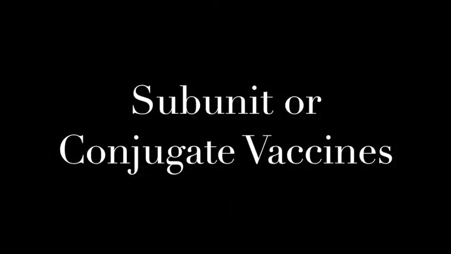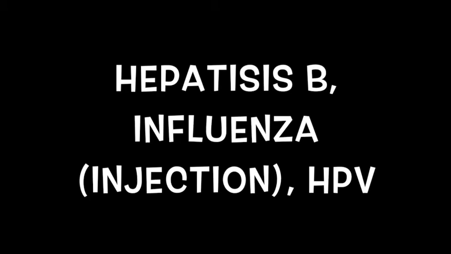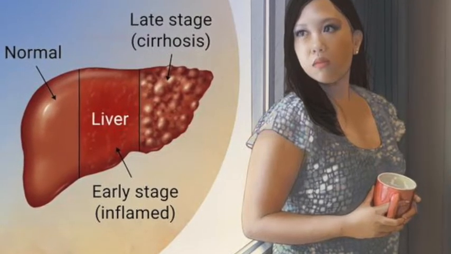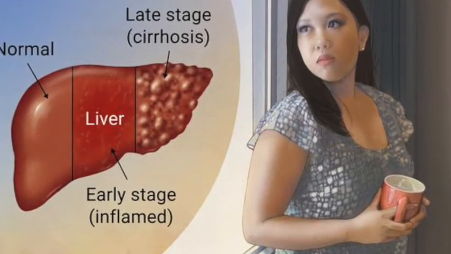Subunit and conjugate vaccines. Subunit and conjugate vaccines contain only pieces of the pathogen they protect against and include diseases such as hepatitis B, the influenza injection, and HPV. Hepatitis B is another serious infection of the liver, but can easily be fought against through the vaccination.